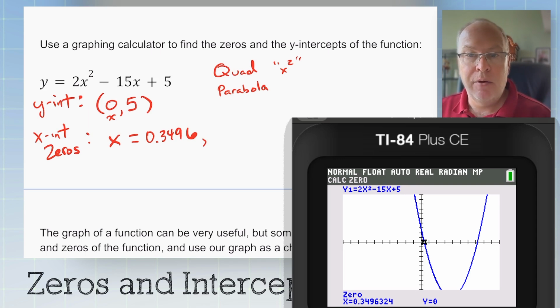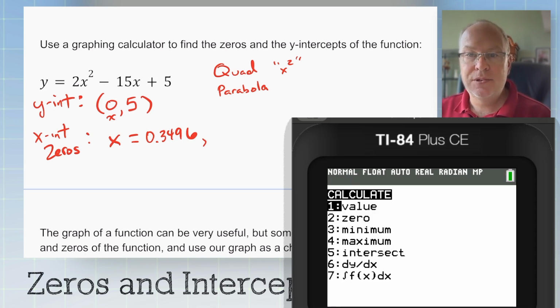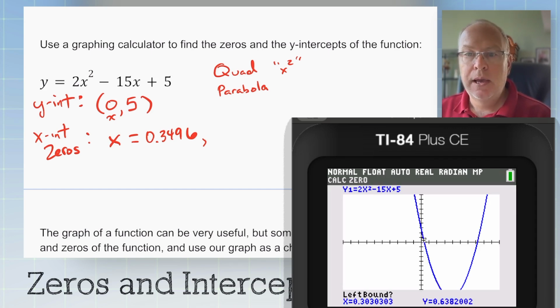All right, so why don't you pause the video and see if you can find the other 0. And meanwhile, I will jump in and do that. Here we go, 3, 2, 1, second trace. We're going to find a 0, so I hit number 2. And this is going to take a little while. I got to click all the way over to the right here because I got to get close to the right 0.